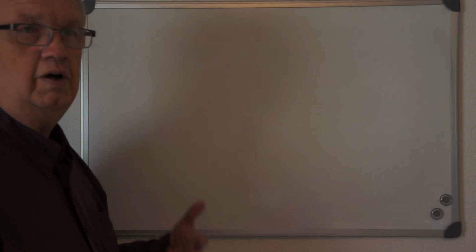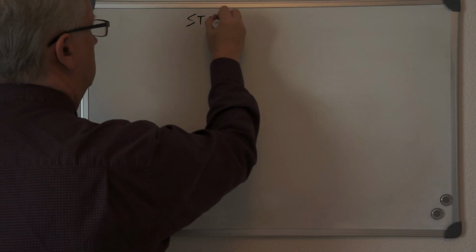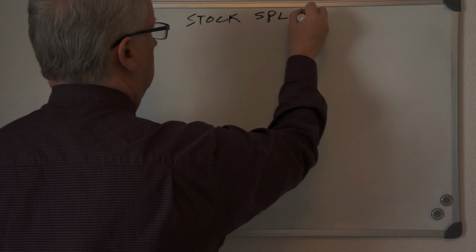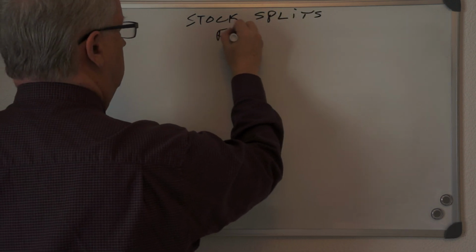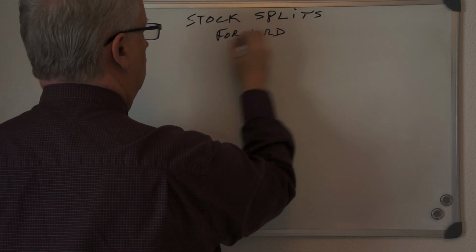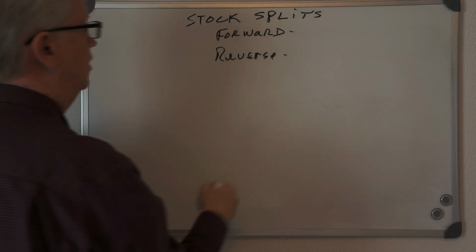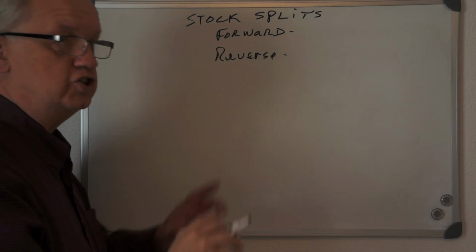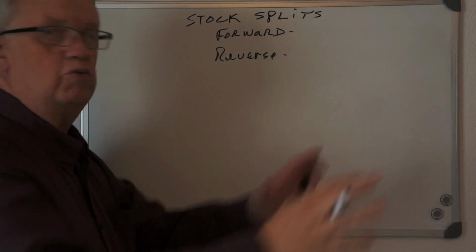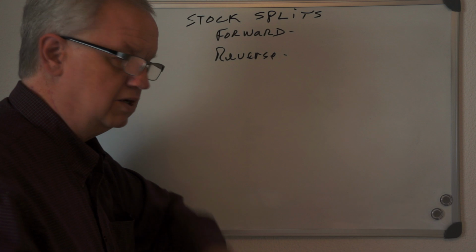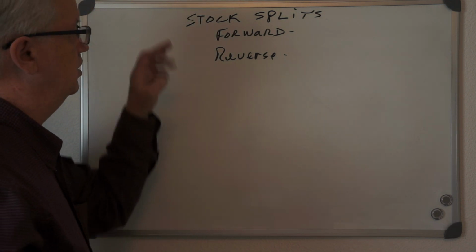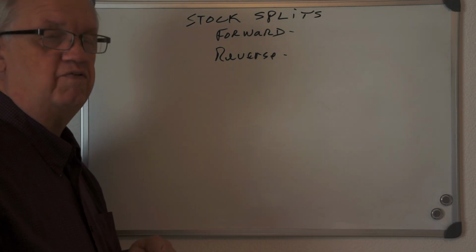Next they're going to talk about the current yield, stock splits as well. So let's go into stock splits. Stock splits can be forward or reverse. In a forward, they're going to increase the number of shares in the market. They're going to give you more shares, but they're going to decrease the stock price. That's the whole goal, is to lower the stock price in a forward.